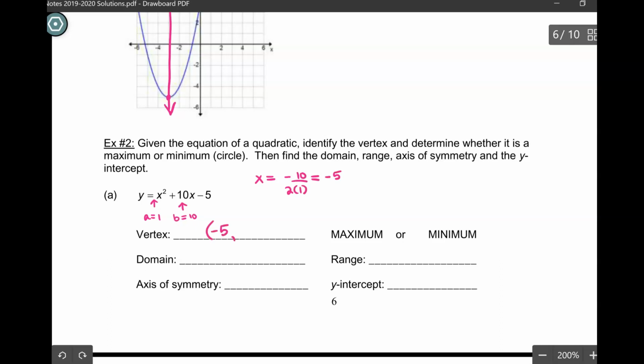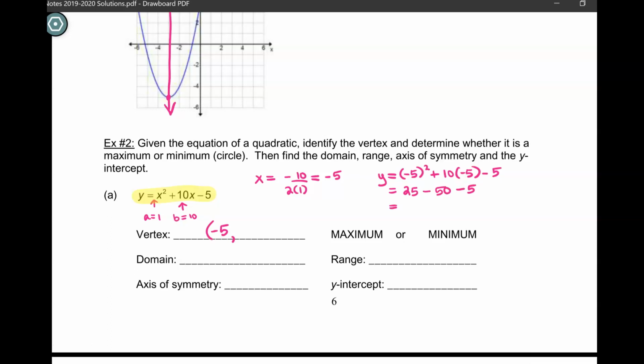So that's the x-coordinate. Now, to find the y-coordinate, we need to plug it into our equation. So I have y equals (-5) squared plus 10 times -5 minus 5. This will give us 25 minus 50 minus 5. 25 minus 50 is negative 25. Minus 5 is negative 30. So negative 30.